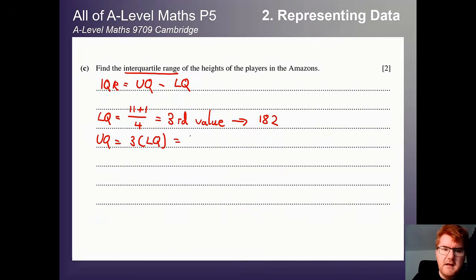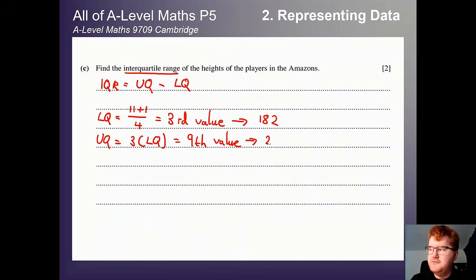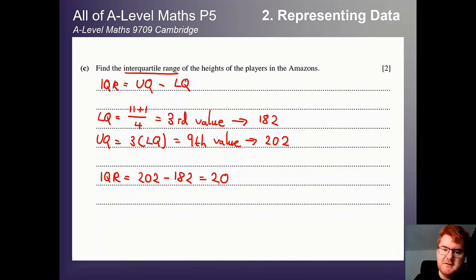Upper quartile, the easiest way to calculate this is 3 lots of the lower quartile. 3 times 3 is 9. So we have the 9th value that we are looking for. Again, we do the same process. So 1, 2, 3, 4, 5, 6, 7, 8, 9. That gives us 202. And then to work out the interquartile range, we just do 202 minus 182, giving us the value of 20 to give us the 2 marks for that question.